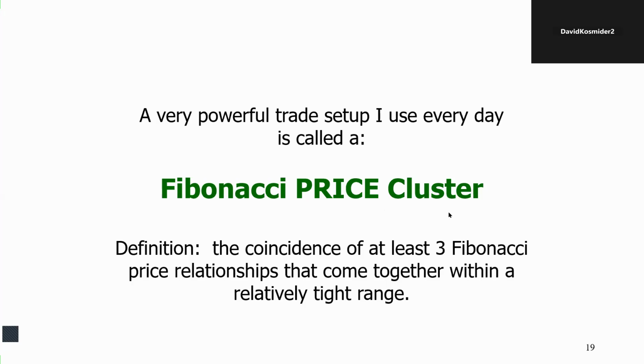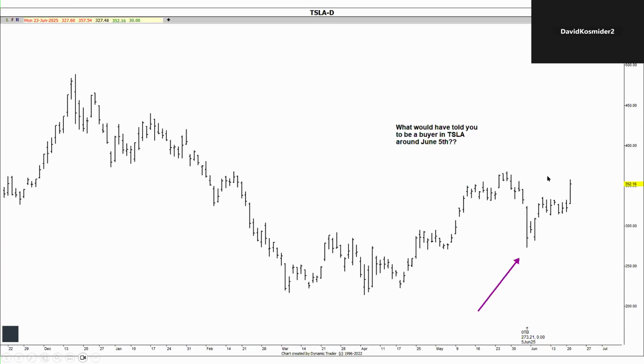But as far as the definition of a price cluster, it is the coincidence of at least 3 Fibonacci price relationships that come together within a relatively tight range. And we're going to start with pretty much a blank chart. So this is Tesla. So what would have told you to be a buyer in Tesla around June 5th? Some people usually guess, but it's kind of a trick question because I'm going to show you everything. So here, there was a reason.